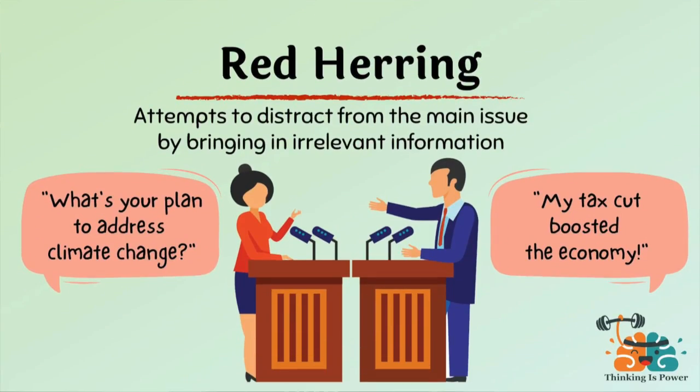It can be difficult to recognize as the new information might seem relevant, but it's a shift towards something that's easier or safer for the party committing the fallacy. Basically, they lack a good response, so they change the subject. For example, a reporter may ask a politician, "What's your plan to address climate change?" The politician's response, "My tax cut boosted the economy," doesn't address climate change. It pulls the conversation towards something he would rather talk about.